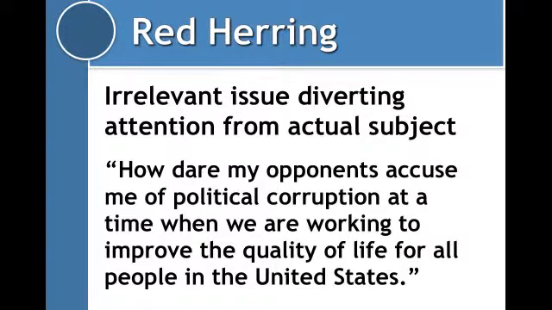Red herring. Oh, one of my favorite fallacies. Often, when a person is unable or unwilling to defend their position, they divert attention to something else. In this example, the person doesn't address the actual topic, which is their own possible political corruption. Instead, they start talking about improving the quality of life, probably hoping that people are going to respond to that and move away from the topic that they don't want to discuss. Again, this is usually done intentionally by people who probably don't have good arguments to defend their position.